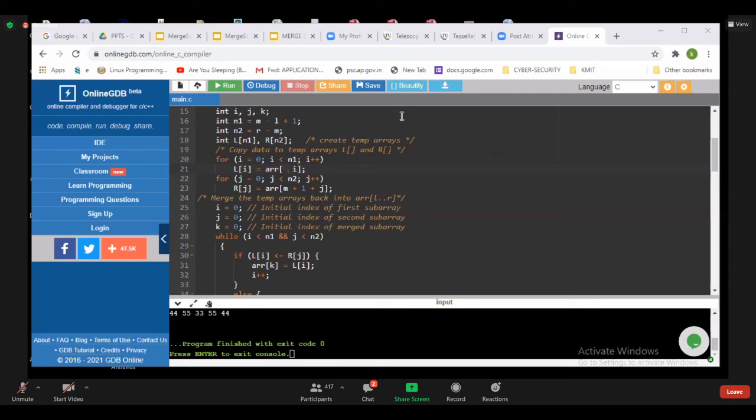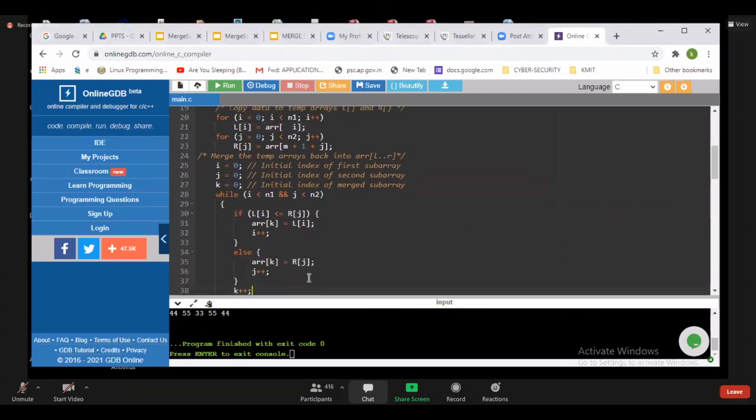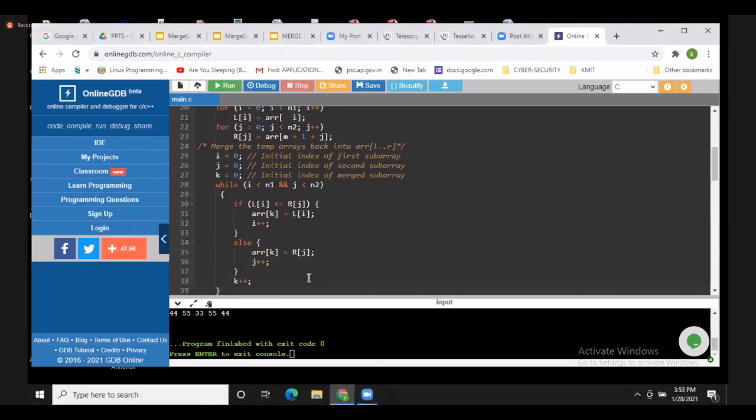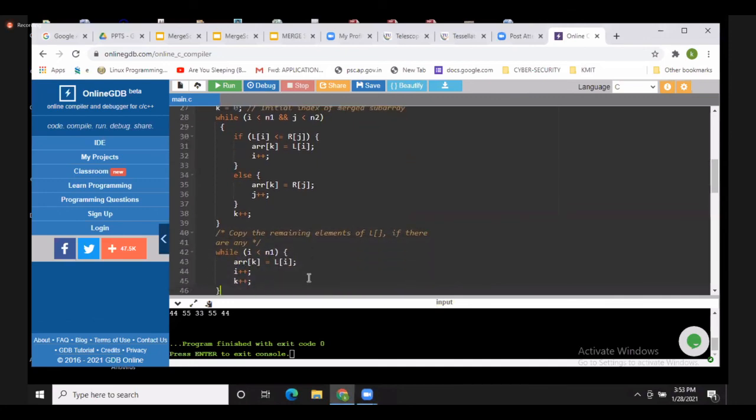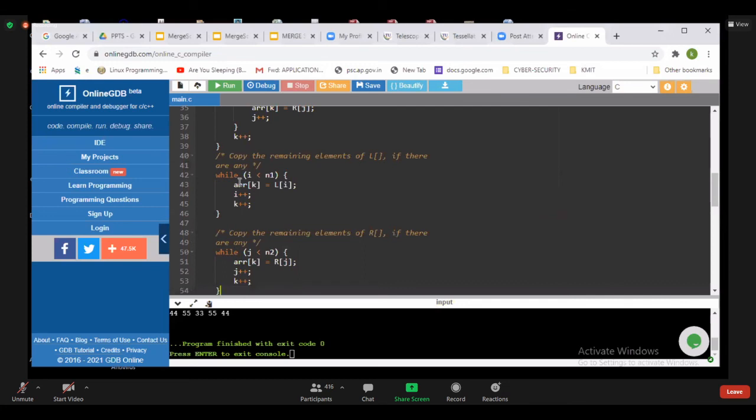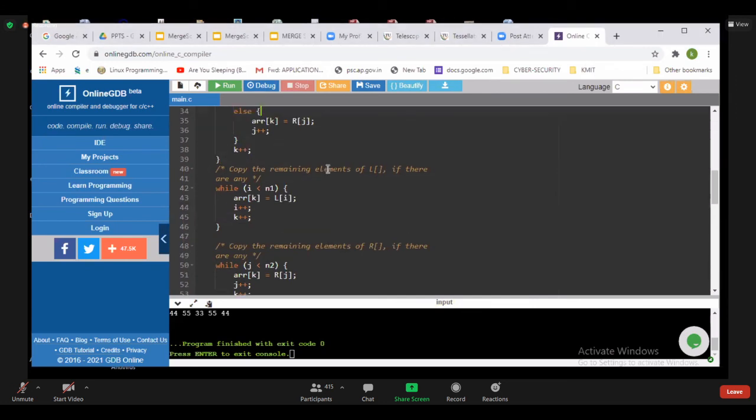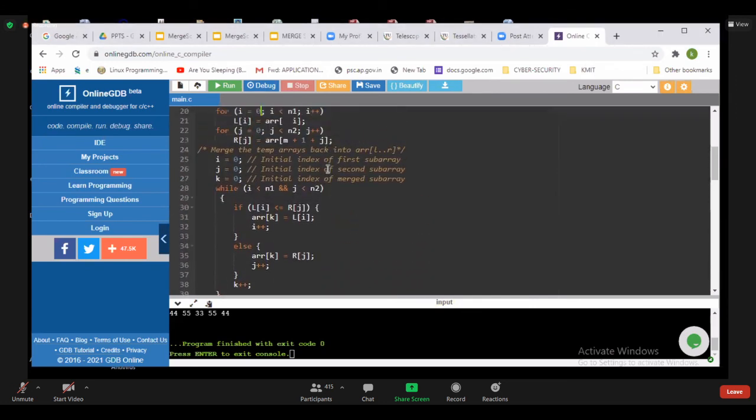Okay, in the while loop k must increase. K must increase in the second while loop. Here the k must increase. Okay, k is equal to 0. K is equal to L.